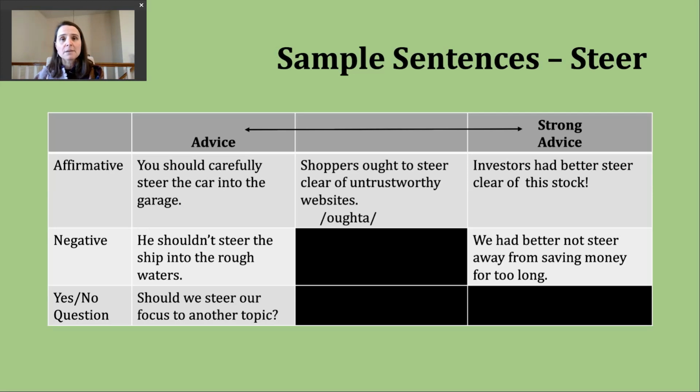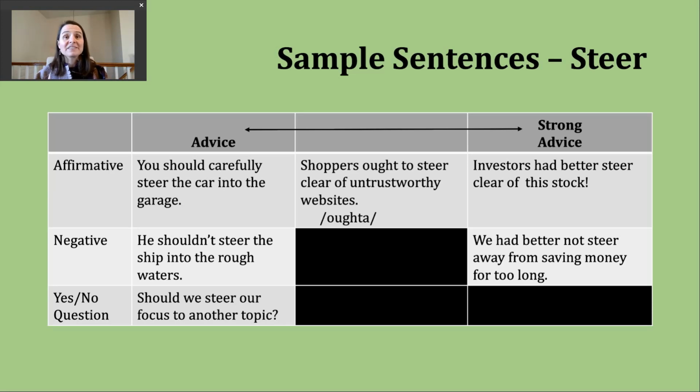We're going to start with a subject, then we're going to have should, and then our base verb. An example here: you should carefully steer the car into the garage, right? So this is our direct a vehicle or aim a vehicle into a particular place.